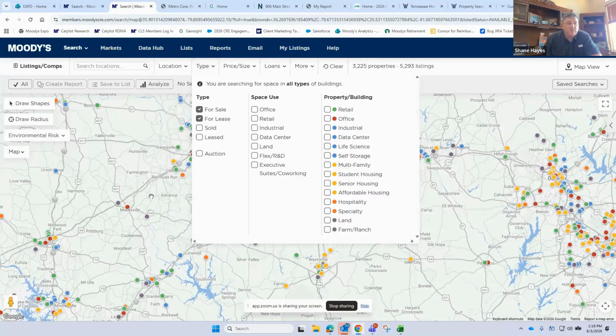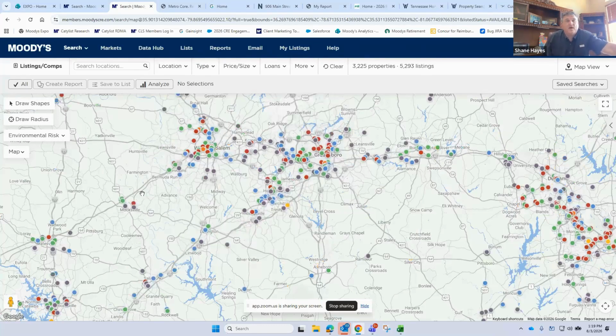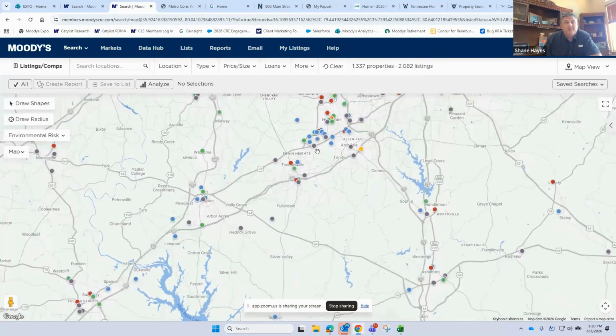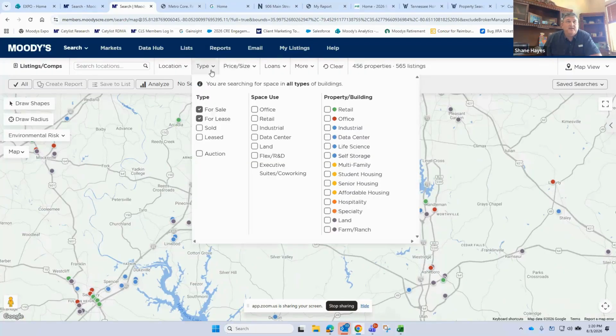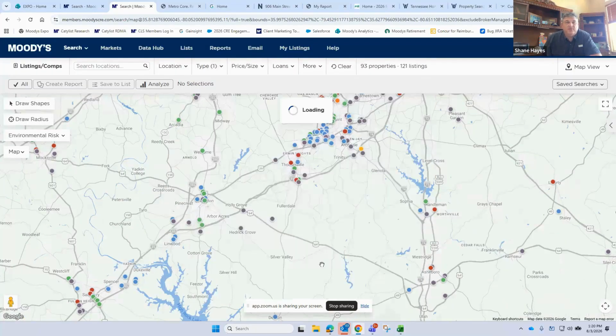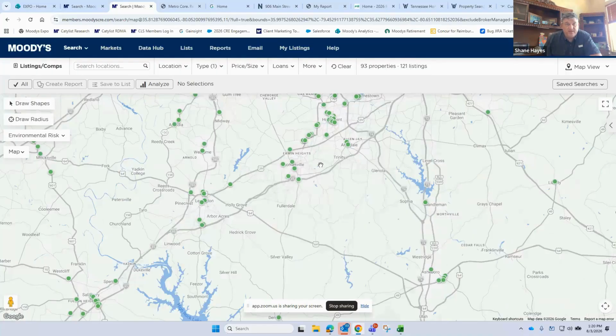So I'm going to select for sale and for lease, and that's going to allow me to come in here and see the actual active inventory. And then I'm going to zoom in down to where you're talking about and see what's available down in this market. So maybe I want to take a look at retail. So I'm going to select retail. We'll see what kind of retail you have down here.